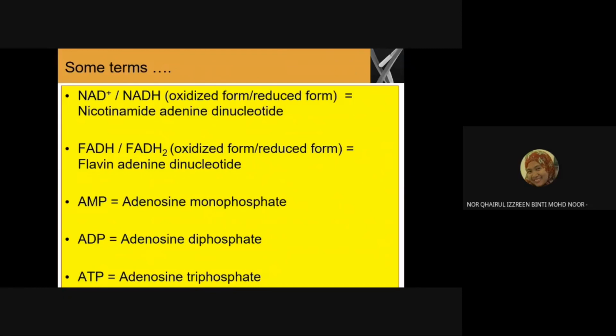And we have NAD plus and NADH. One is the oxidized form and one is the reduced form, and their full name is nicotinamide adenine dinucleotide. You also need to know about FAD and FADH2 in the oxidized and reduced form, which is flavin adenine dinucleotide. And AMP, adenosine monophosphate, ADP, adenosine diphosphate, and ATP, adenosine triphosphate.